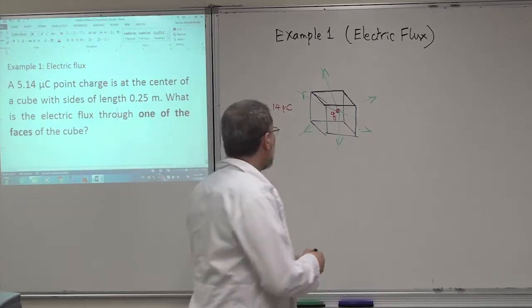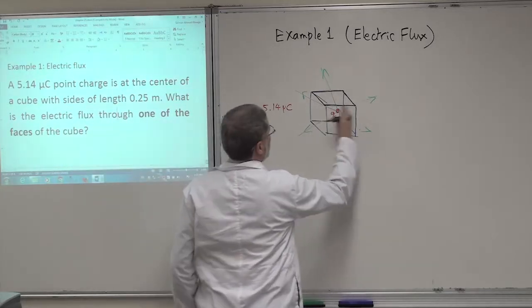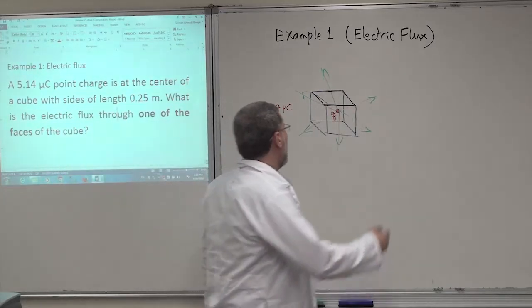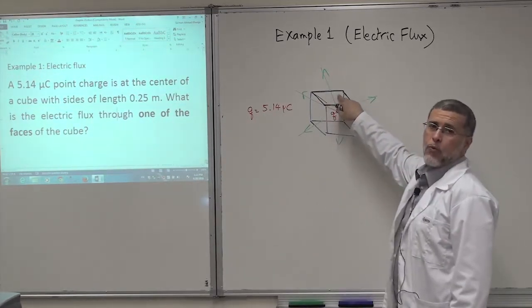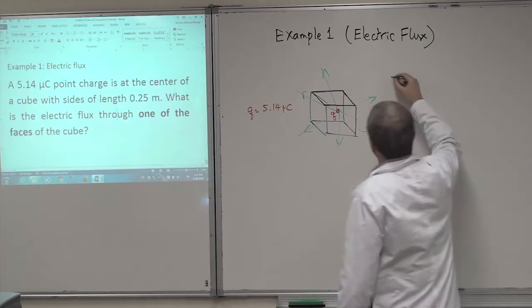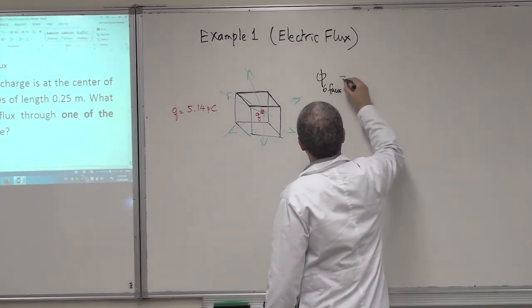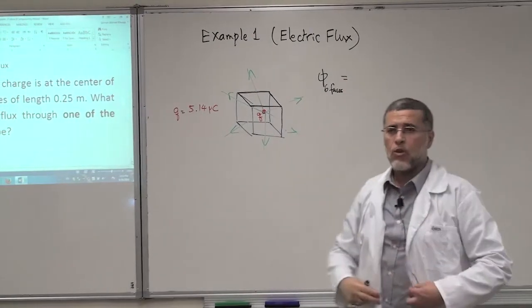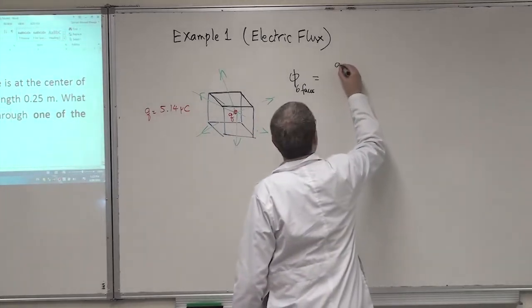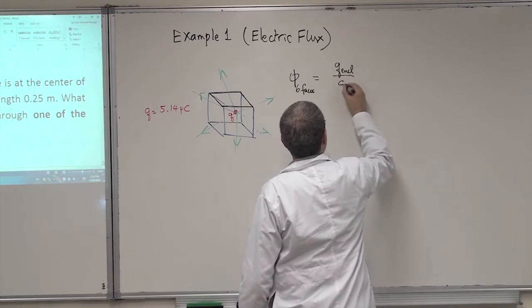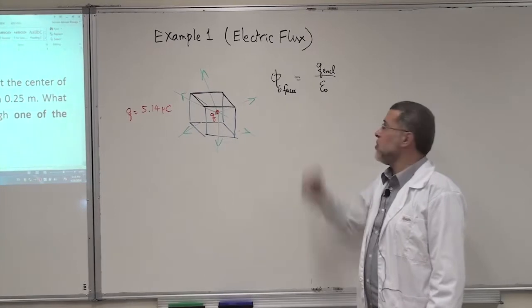So he's asking about the flux through one of the faces of the cube. It's difficult to calculate the flux through this face directly. But one thing we can do is calculate the flux through all 6 faces, which is a closed surface. And we know that when you have a closed surface and the charge is inside, the flux is Q enclosed over epsilon 0. This is one of the equations we have seen in the previous video.